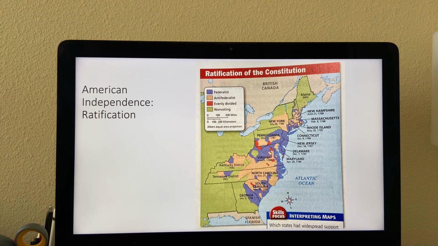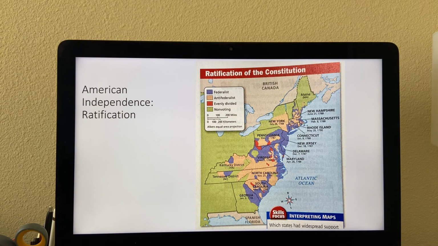Whereas North Carolina and a significant portion of Virginia, as well as the Kentucky district, which is part of Virginia, by the way, they are anti-federalist. And there's a giant section of New York that is anti-federalist. So it's interesting to see.